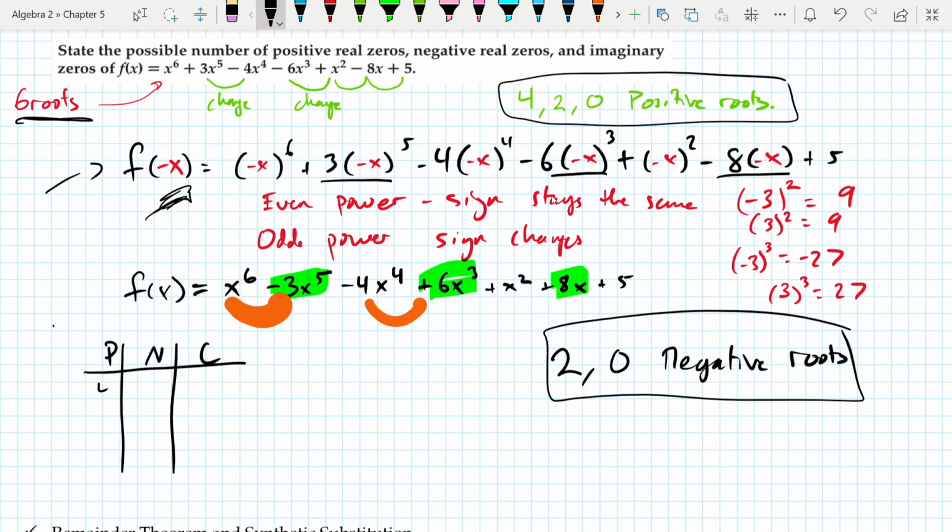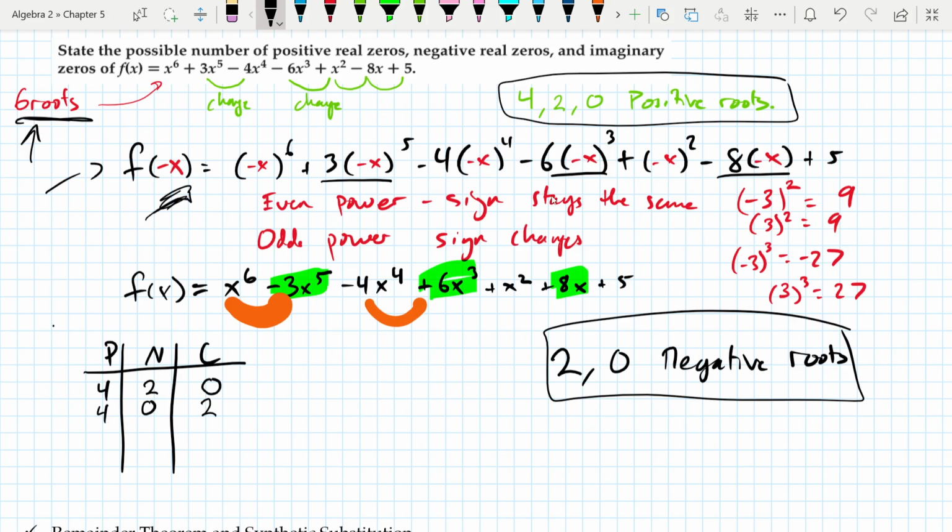I start with 4 positive roots. And if I have 4 positives, I could have 2 negative roots, and the total number of roots I have is 6, so I'm done. Because remember, I have to have 6 roots. I could also have 4 positive roots, but on the next time around, maybe I don't have any negative roots. Well, right now, 4 plus 0 is just 4. I don't have all 6 of the roots, so the other 2 roots must be complex numbers.